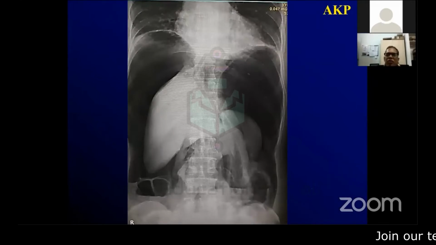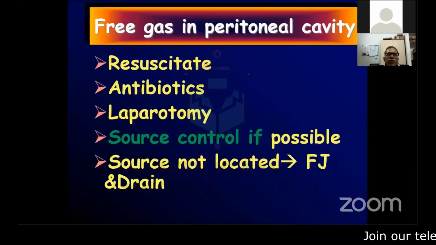And here there are two scenarios, either stomach injury or sigmoid colon injury. So if there is free gas in the peritoneal cavity you have demonstrated, you have to resuscitate, start antibiotics, best with three drugs, and anaerobic cover must be given. Do a laparotomy, locate the source of perforation, and source control is the key to success in perforation. If the source is not located, then you are in a case 22 situation: do a feeding jejunostomy, put a drain, or at best an ileostomy.